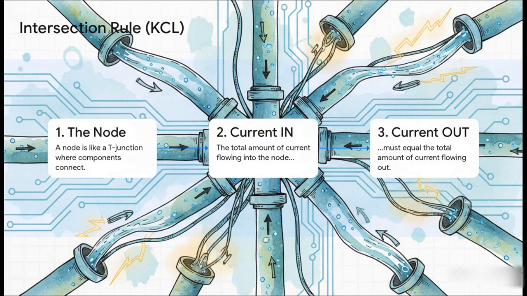Just think of a node in a circuit like a junction where a bunch of water pipes meet up. You can't just create or destroy water right there at the intersection. It's impossible. So the total amount of water flowing in has to be exactly equal to the total amount of water flowing out. Current works the exact same way. It can't just disappear into thin air.